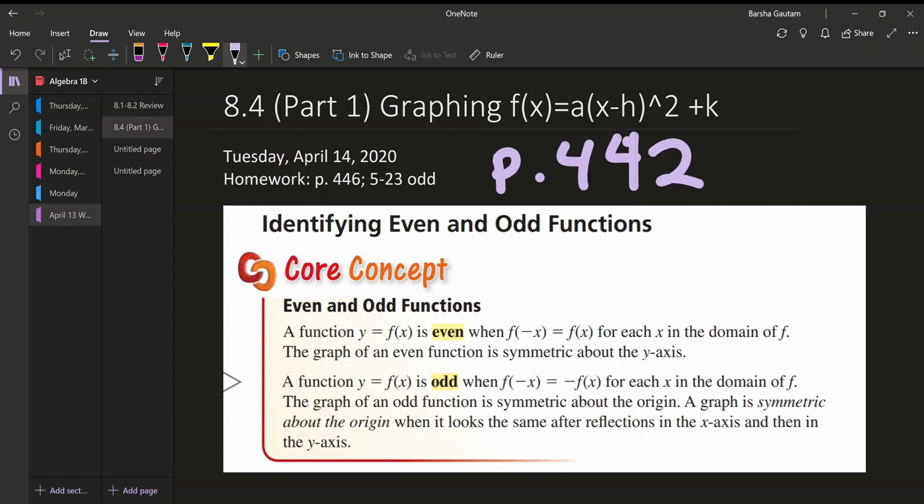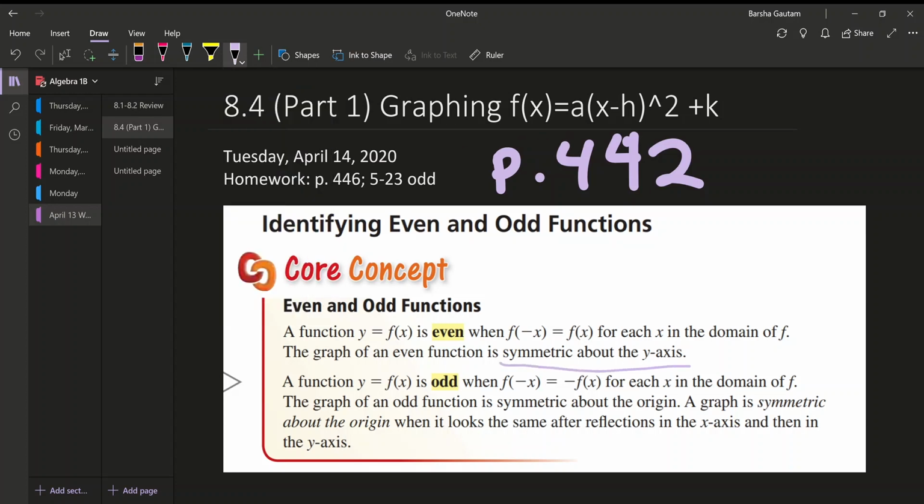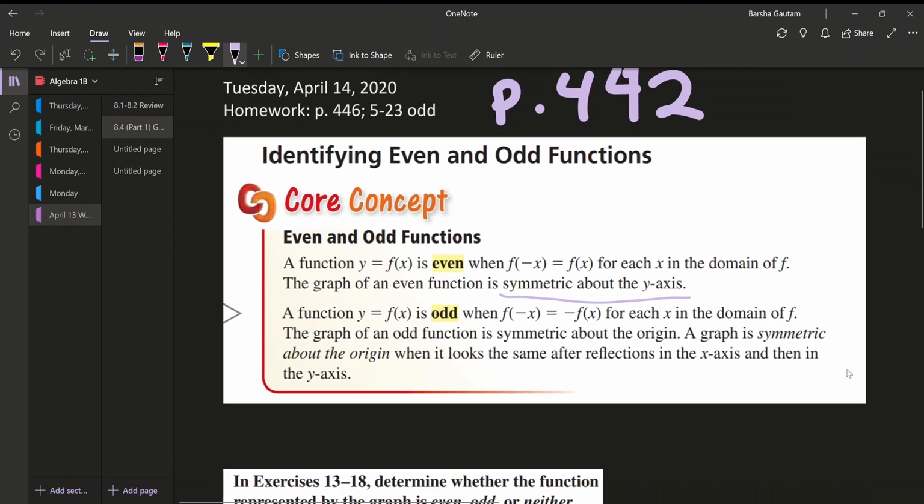442. Make sure to write this down, it's very important. So a function y is equal to f of x is even when f of negative x is equal to f of x for each x in the domain of f. The graph of an even function is symmetric about the y-axis. So keywords actually, is symmetric around the y-axis. This is going to be really important. So even functions are symmetric about the y-axis.